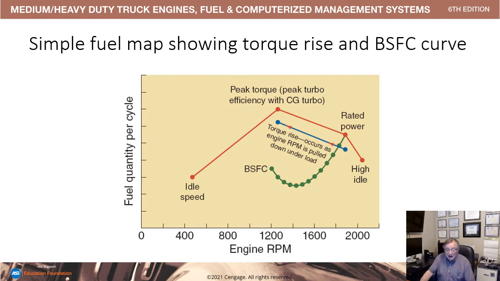But you see that the idle speed up to approximately RPM, the brake-specific fuel consumption actually drops off, and it rises again as it approaches rated power. And this is more theoretical, but you need to understand that the fuel consumption is going to change as the torque rise occurs.